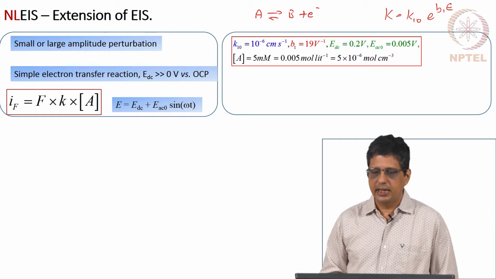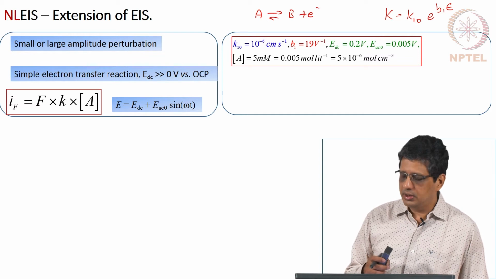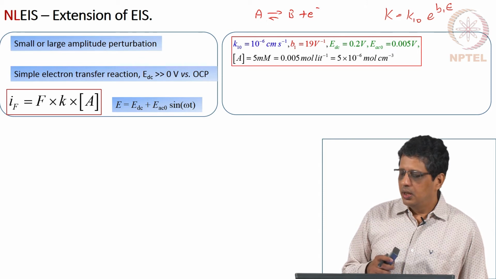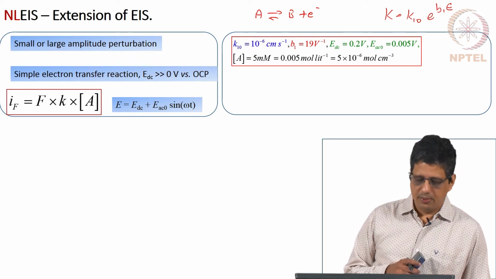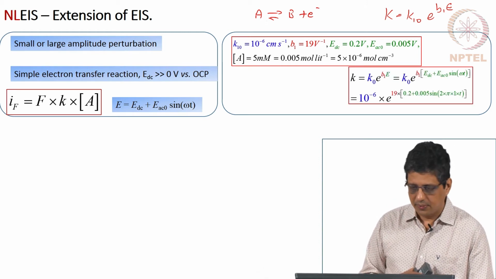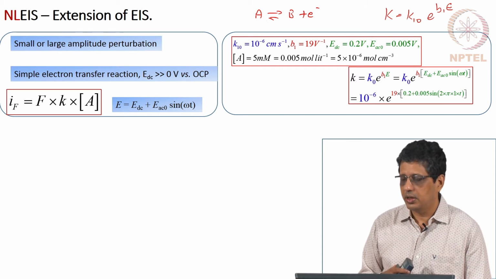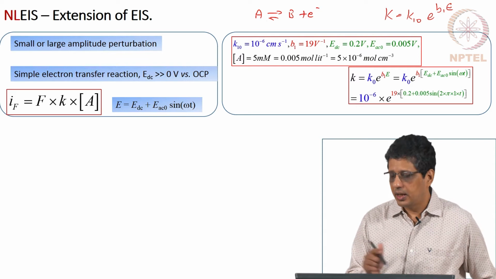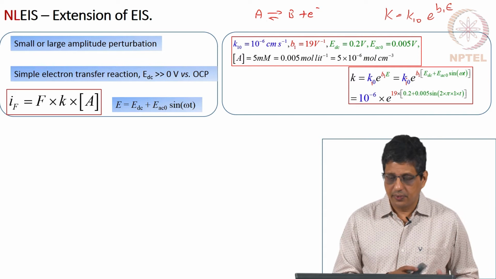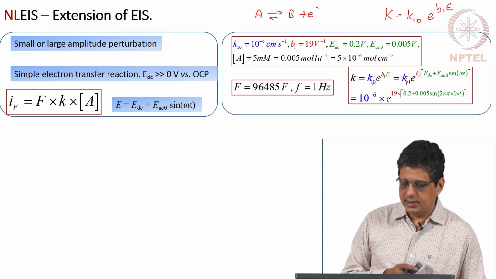So, the exponent B1 is 19 volt inverse. The DC potential, for example in this case, I have taken as 0.2 volts, 5 millimolar is the concentration of A, and we apply a 5 millivolt AC potential. If I apply a 5 millivolt AC potential, I can calculate the value of K from K0, B1 and this DC potential. And I have taken the example at 1 hertz.